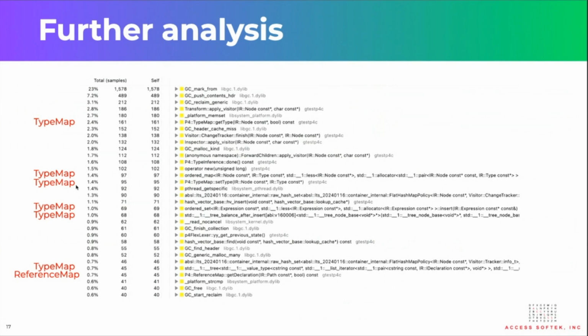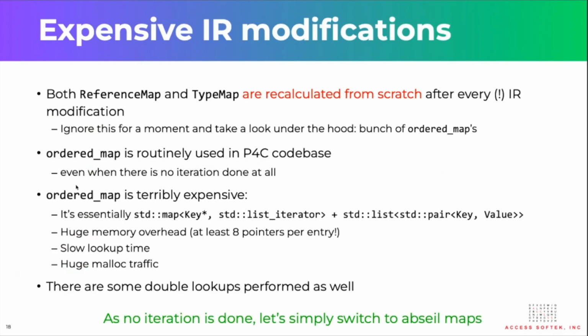visible on this particular test case, but for other test cases we saw that lots of time is spent on the various lookups into two central maps inside the compiler: the reference map and the type map. As you might know, IR modifications are quite expensive because both the reference map and the type map have to be recalculated from scratch after every IR modification. Let's ignore this for the moment; we will return to this not very great idea later.